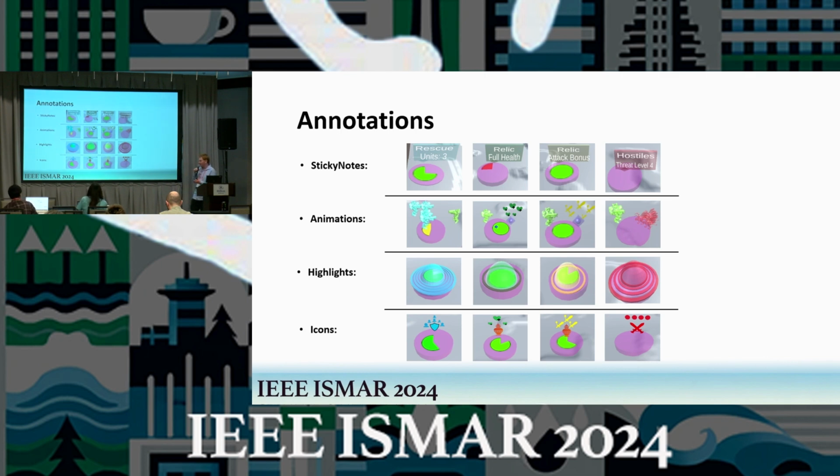As mentioned, several annotations were chosen from annotations that exist in previous literature. These annotations were sticky notes, animations, highlights, and icons. So sticky notes convey information via text, animation displays convey information via a little animation. Sorry, I don't have a video of that. Highlights convey information via a spherical object that represented a highlight, and icons convey information with simple icons.